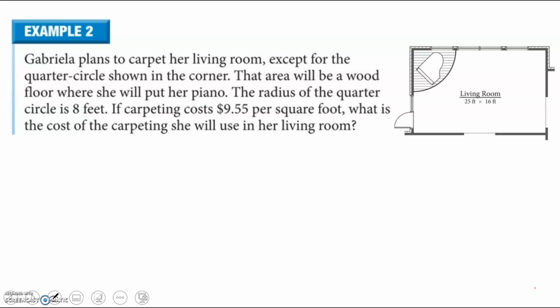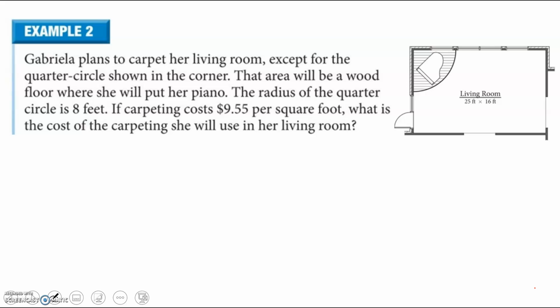Example 2. Gabriella plans to carpet her living room, except for the 1/4 circle shown in the corner. That area will be wood floor where she will put her piano. The radius of the 1/4 circle is 8 feet. If carpeting costs $9.55 per square foot, what is the cost of the carpeting that she will use in her living room?